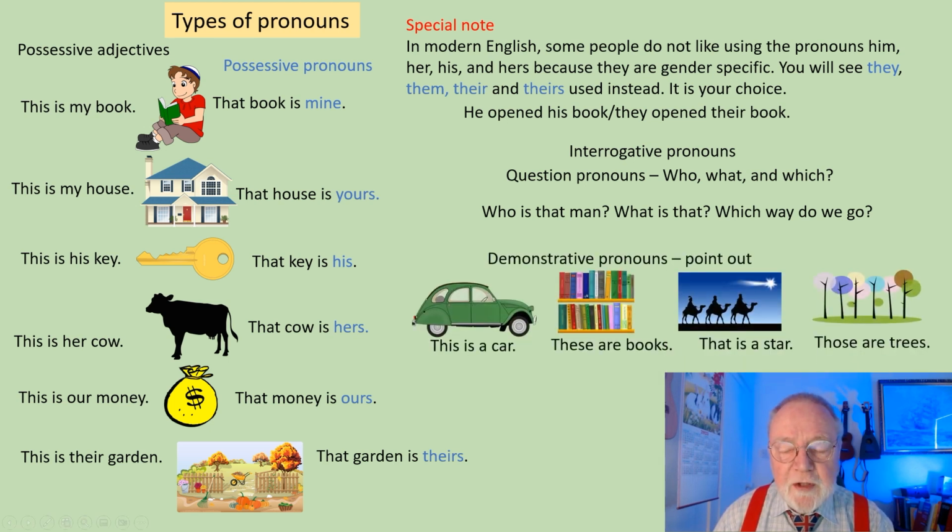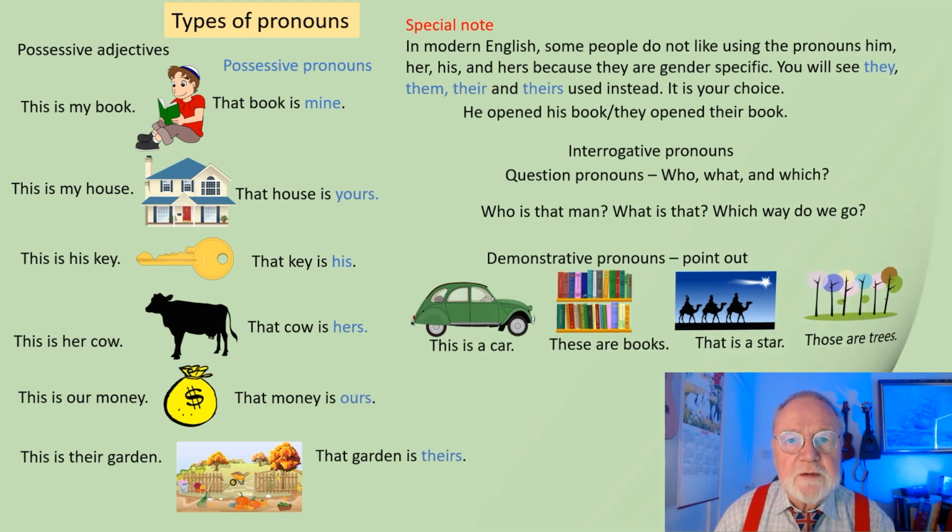The demonstrative pronouns point things out. They indicate things. This is a car. These are books. That is a star. Those are trees. Now I do have a separate video on this because it's quite a big subject, and I'll leave a link below. Now let's have a closer look at some of the rules of how we deal with pronouns.